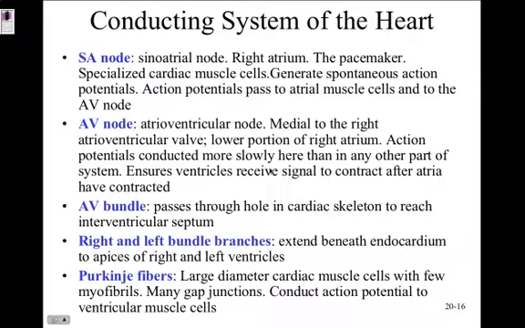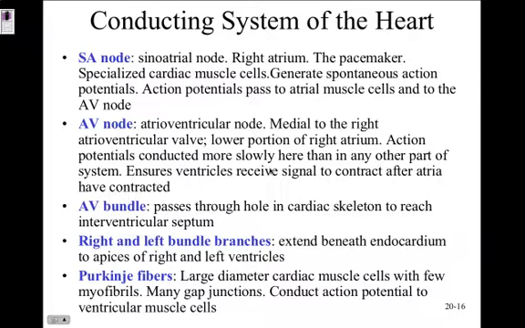The action potentials are conducted more slowly here, and it makes sure that the ventricles receive the signals to contract after the atria have contracted, because you don't want the atria and the ventricles to contract at the same time. So that node will make sure that it collects those electric signals so the atria can contract completely and start relaxing before the ventricles start to contract.